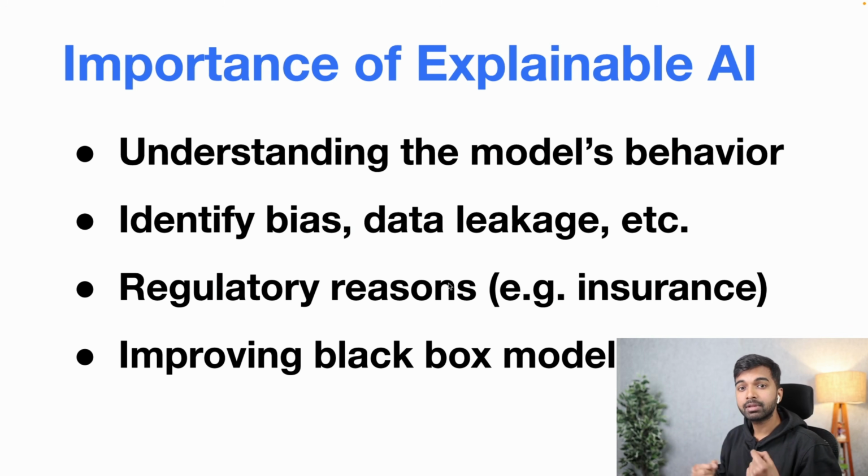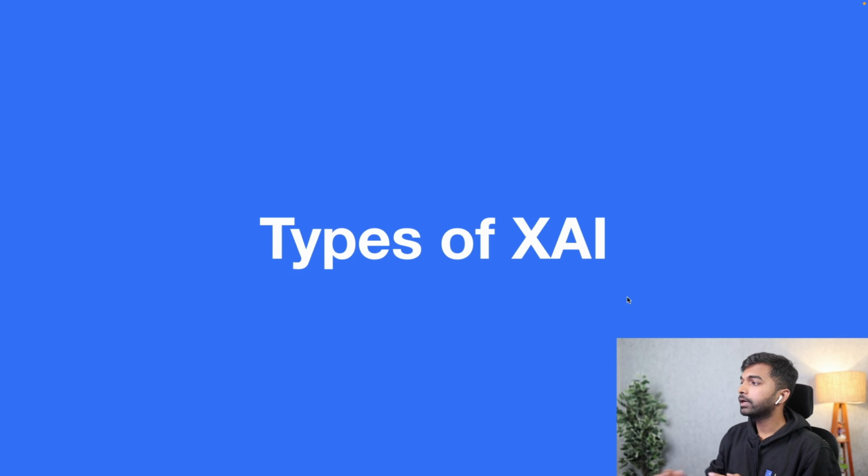Maybe you need to change something about the features. That could give you ideas for feature engineering, how to combine features, how to get new features, and things like that. So all of these are reasons why explainable AI is important. Okay, so I hope you're convinced at this point that you do need to have explainable AI. So with that, let us understand the different types of explainable AI.